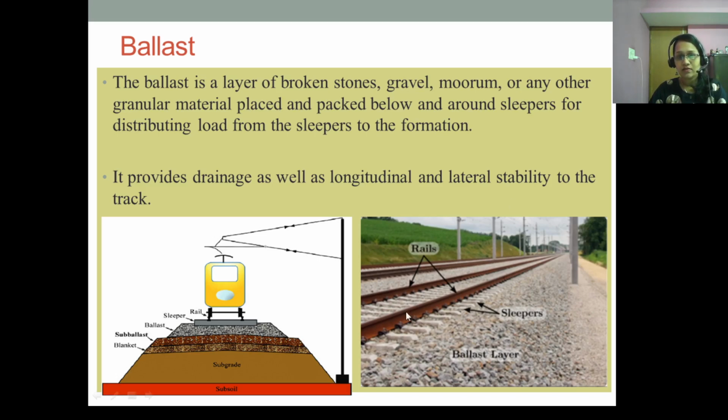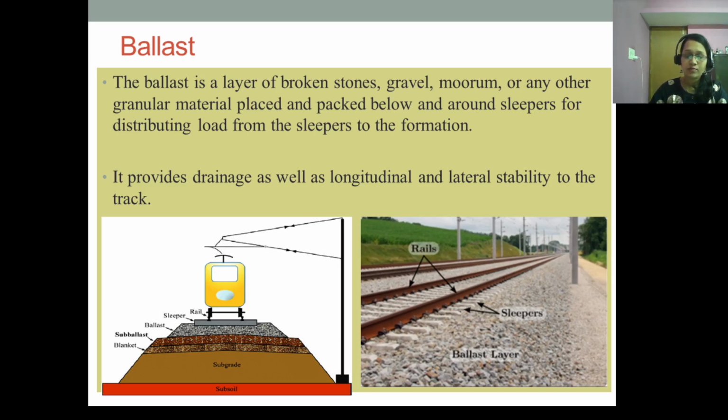So you can see here, these are the rails and these are the sleepers, and this is the ballast layer. As you can see in this figure here, this is the ballast layer. So ballast is the layer of broken stones, gravel, muram or any other granular material placed and packed below and around the sleeper. So this is the sleeper and this is the ballast layer, which is placed below the sleepers. So it distributes the load from the sleepers to the formation.